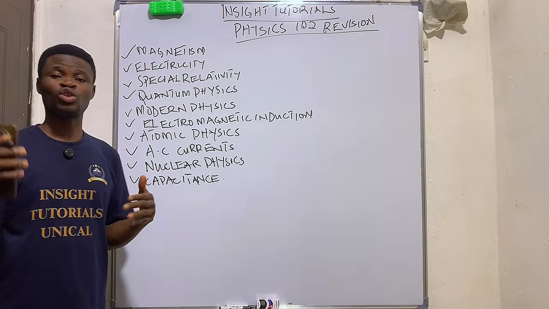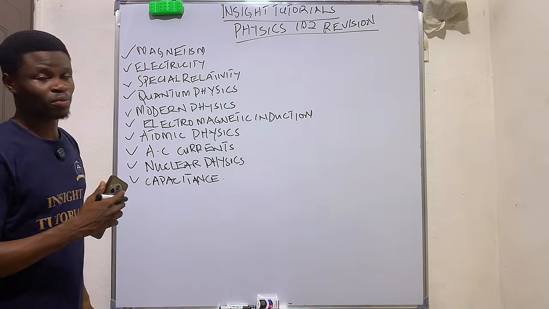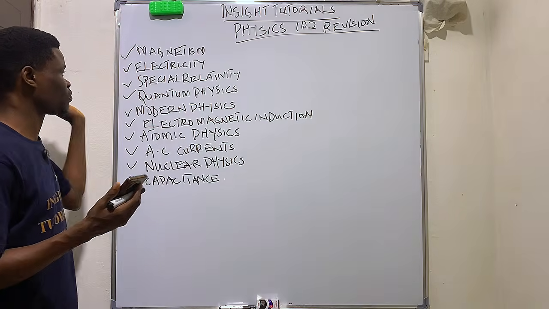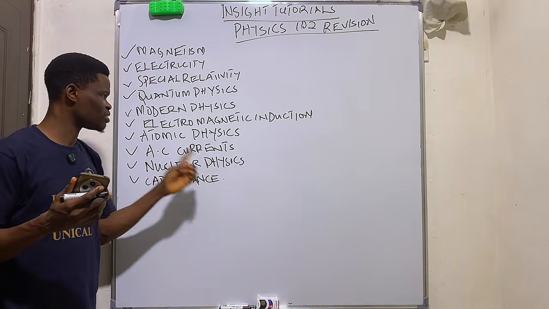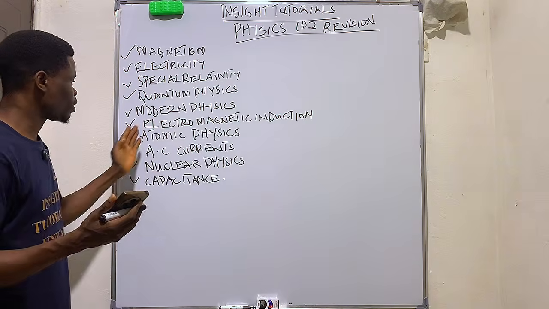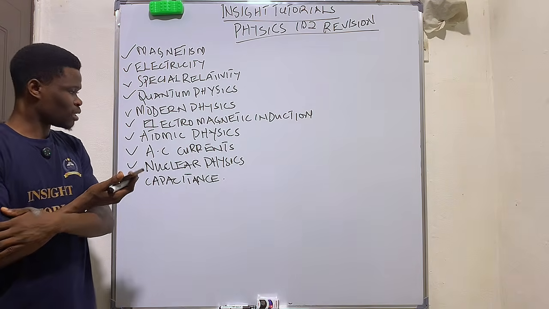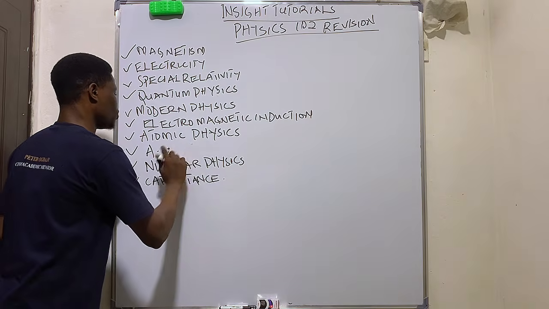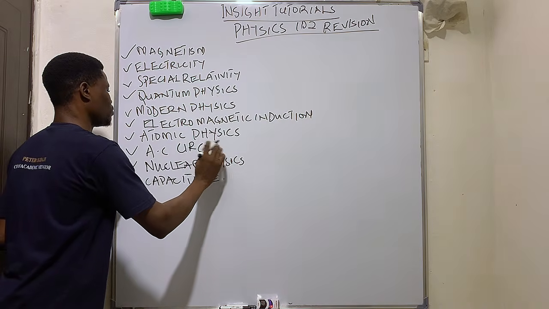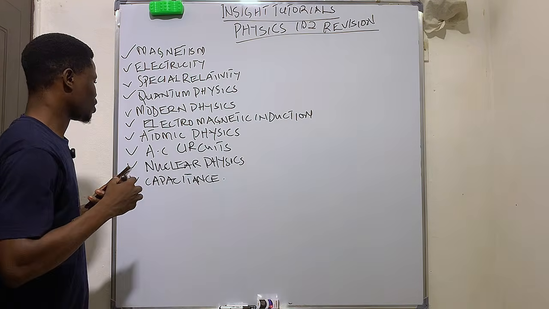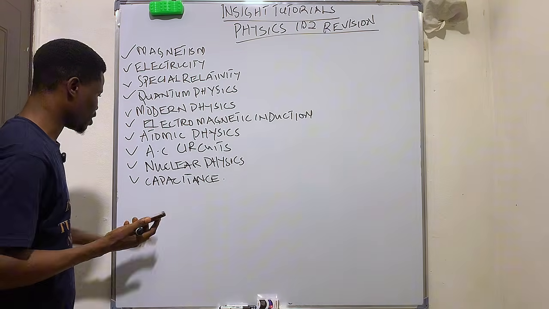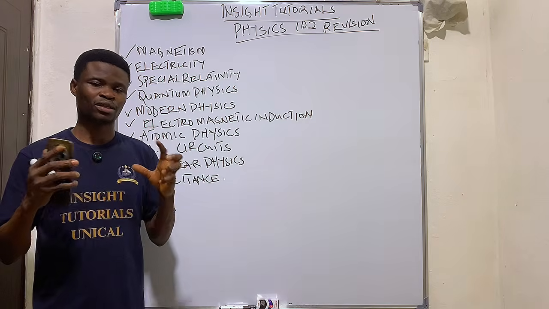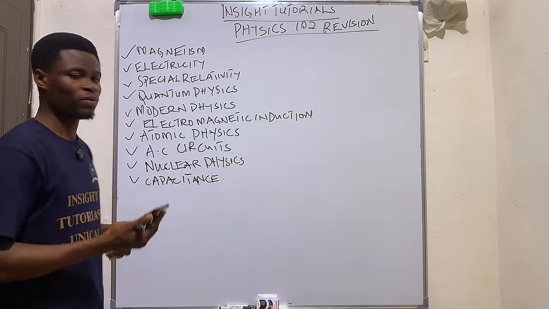All right. And those questions are going to be cutting across the listed topics here: magnetism, electricity, and electrostatics. We're going to be looking at special relativity, questions from quantum physics, and there will be questions also from modern physics, electromagnetic induction. We're going to go into atomic physics, alternating current circuits. We're going to go into nuclear physics, and then we're going to look into capacitance. All of those, because of our questions, you will see where these particular questions are drawn from, but of course they'll be from this very topic.